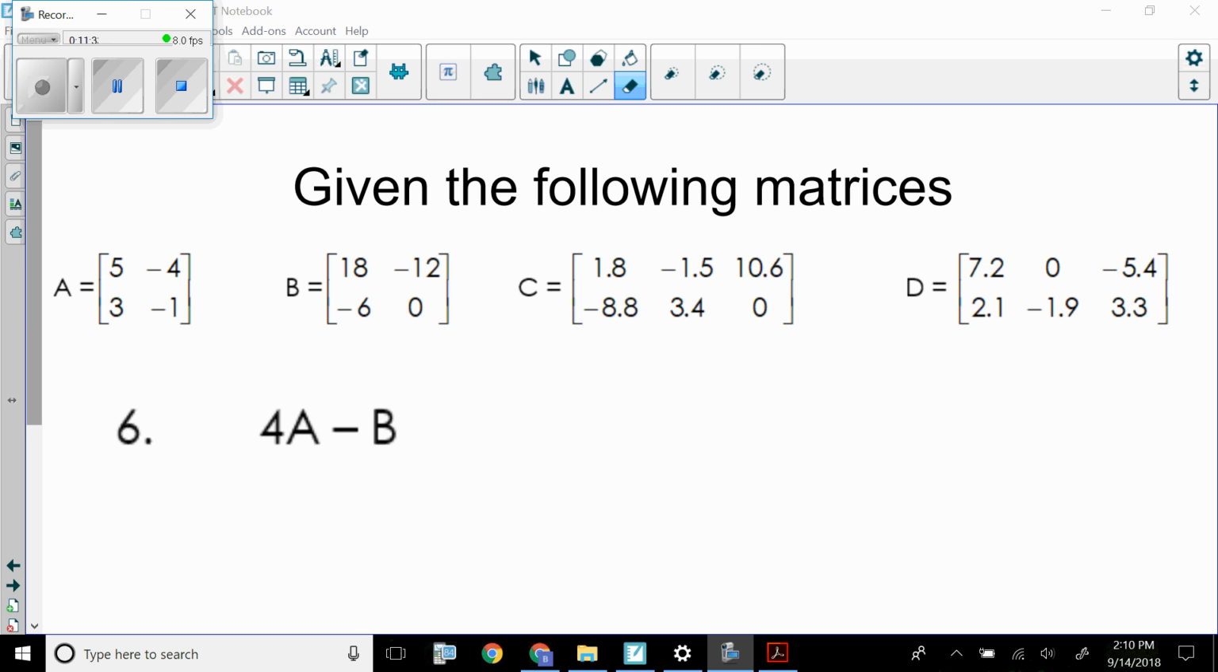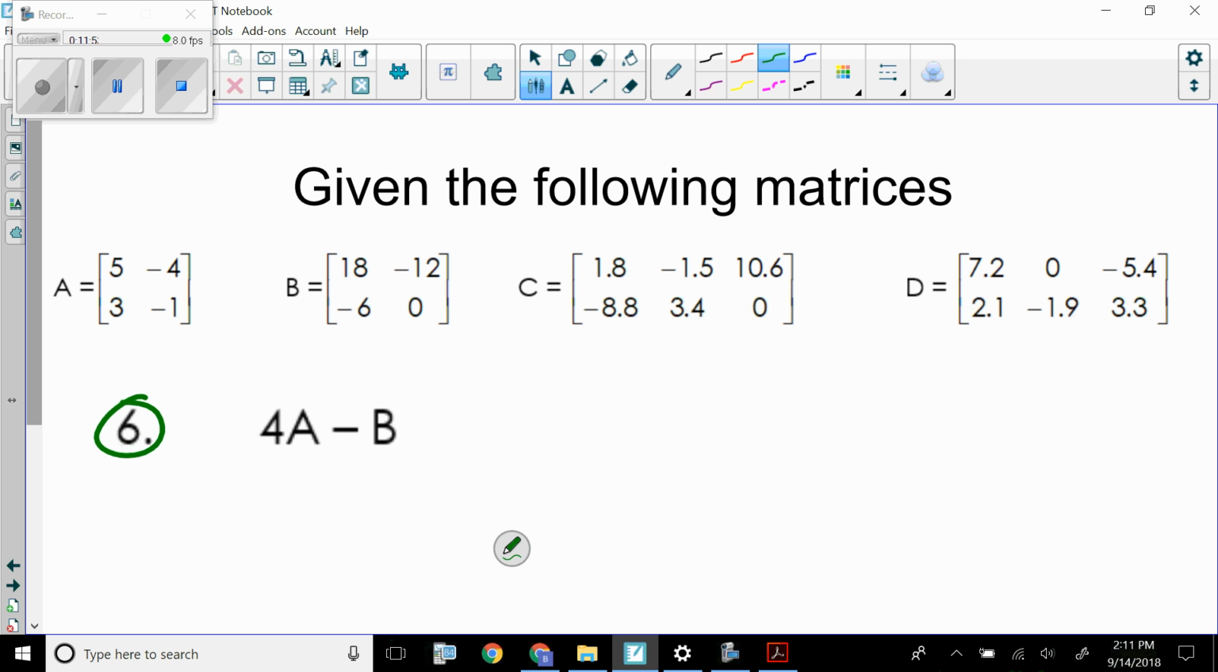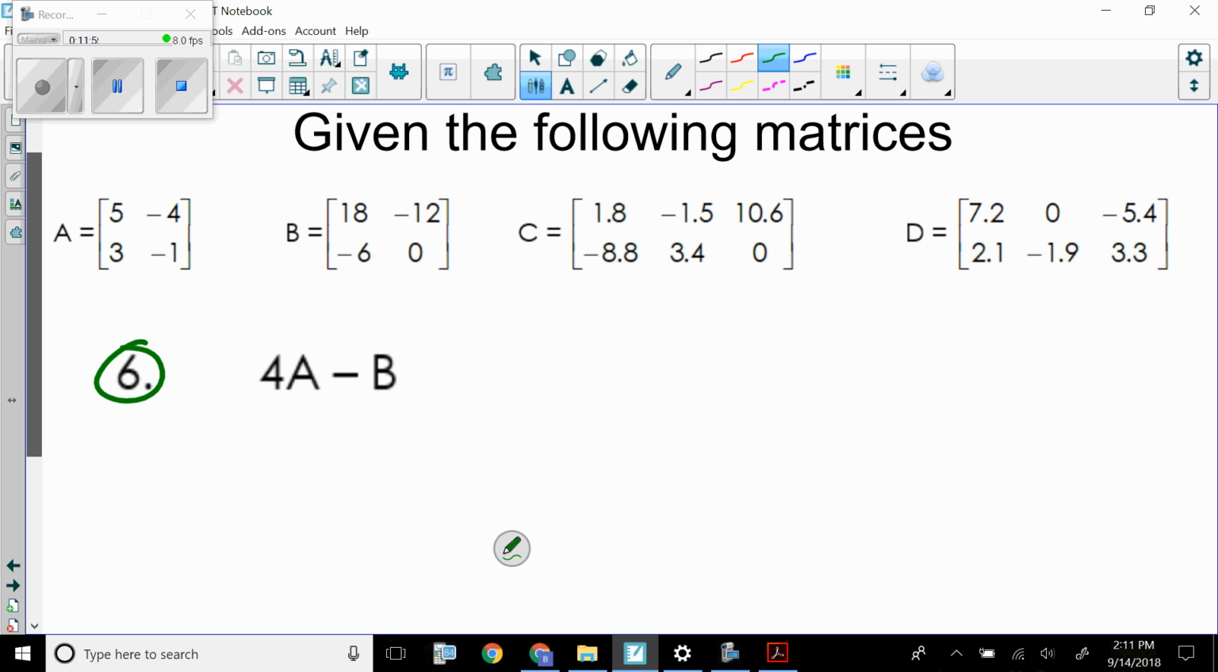Okay, so we have the following matrices. You should write this down. You should pause the video here and write down these matrices and number 6, because we're going to be doing that one together. Alright, now that you've had a chance to write it down, if you really want to try this on your own, feel free to pause the video right now and try this on your own.